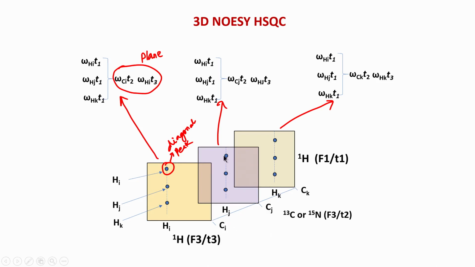In that plane I am seeing along this Hj chemical shift 3 peaks again, coming from i, j, k. Similarly, for this plane I am getting correlations to i, j and k, but I am in the Ck Hk plane. Okay. So, this is how the correlations are seen in a NOESY HSQC.